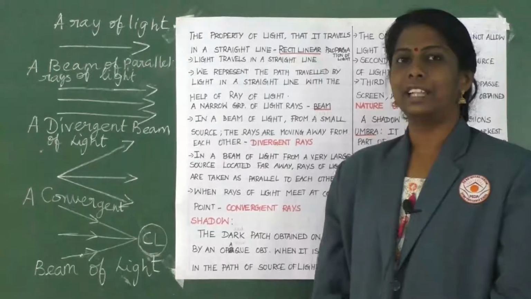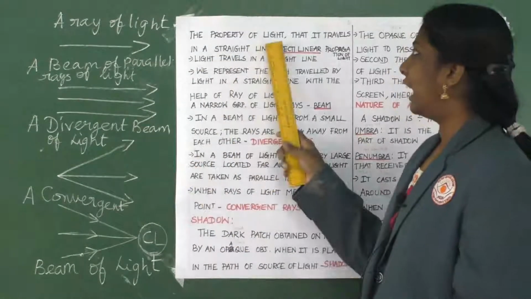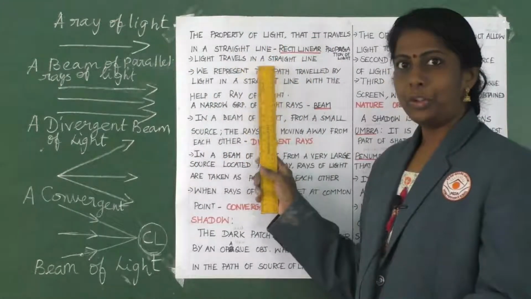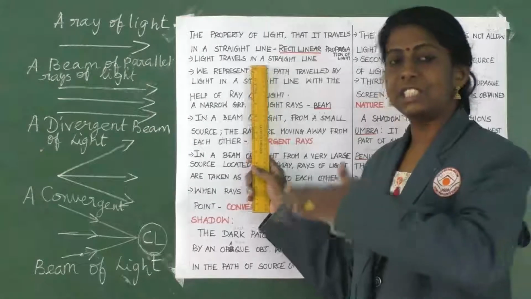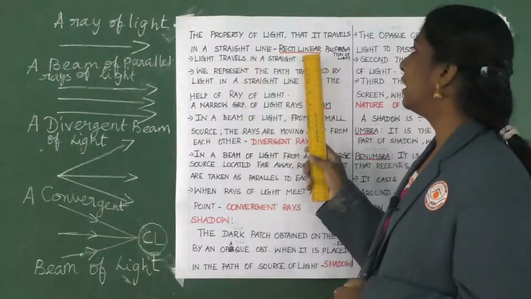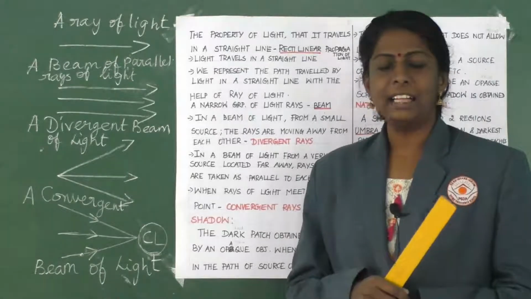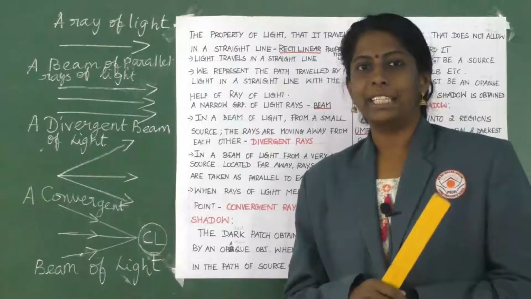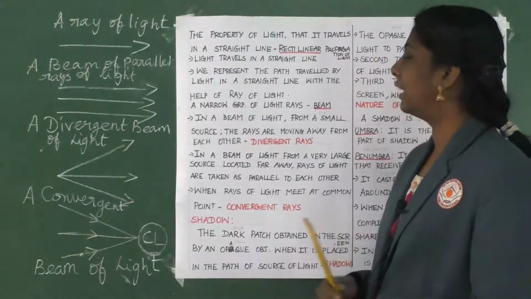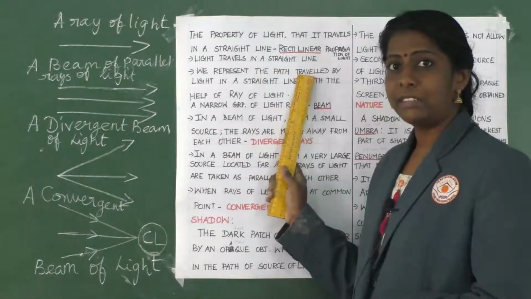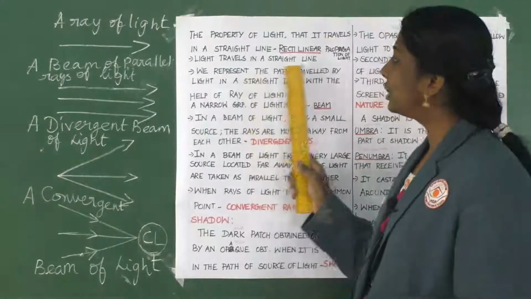Yes, children. Now, the property of light that it travels in a straight line is said to be rectilinear propagation of light. What is that? Rectilinear propagation of light. Then light travels in a straight line. How does it travel? Light travels in a straight line.